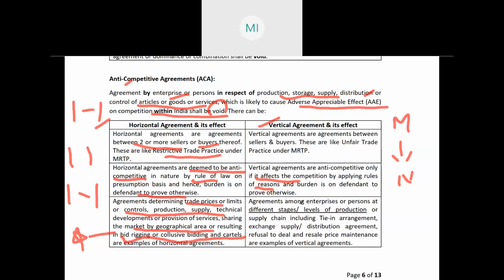Apart from this, any kind of agreements which are related to different stages or levels of production or supply chain are vertical agreements. So this can be tie-in arrangement, exclusive supply or distribution agreement, refusal to deal, resale price maintenance. These are examples of vertical agreements that we'll discuss now. So you are clear till now, right?